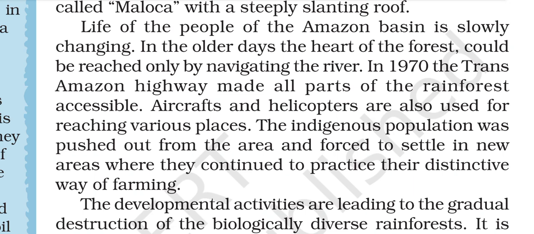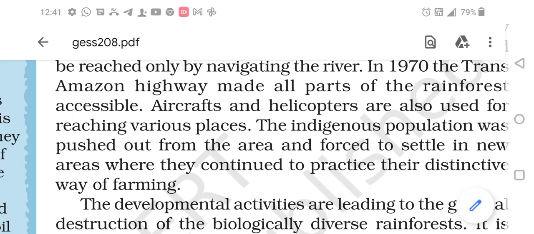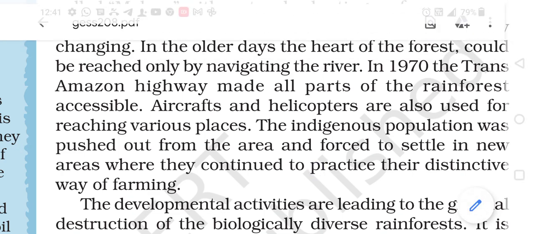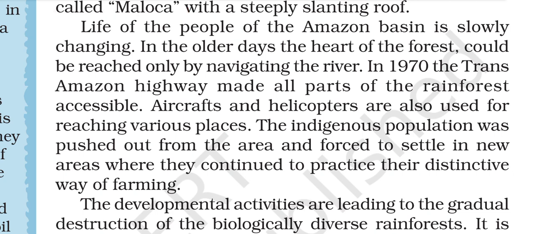In the older days, the heart of the forest could be reached only by navigating the river. Navigating the river means through the river water only, because it was not easy for us to walk through these forests. But in the 1970s, the Trans Amazon Highway made all parts of the rainforest accessible. Now there is no part of the forest that is not accessible to us. We can reach these forests very easily. Aircrafts and helicopters are also used for reaching various places.